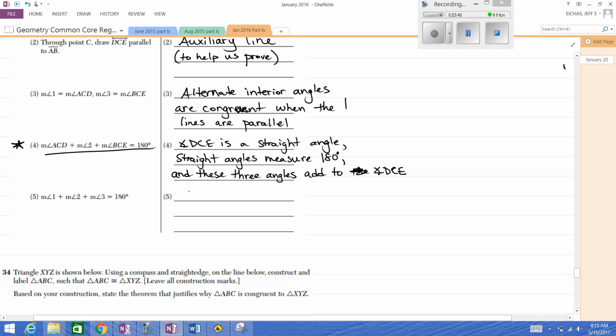And then this one's simply substitution. Okay, you're going back to step three. You're subbing in 1 right there, because you can. You're subbing 3 in right there, and that's what we have.